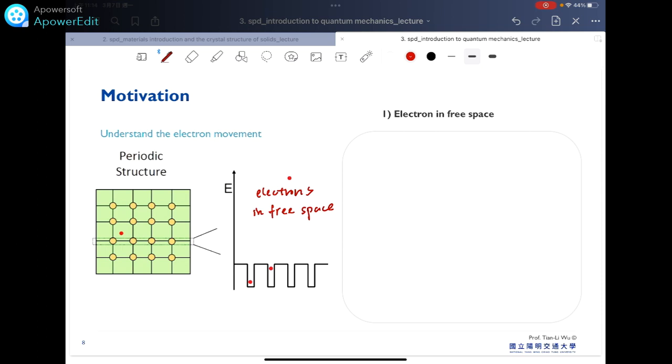If you consider the electron movement in this periodic structure, there will be three different cases. One is electron movement in free space, and second is the electron moving really inside the potential well, or a little bit shallow, close to the surface. So we will discuss each case. The first one is electron in free space.